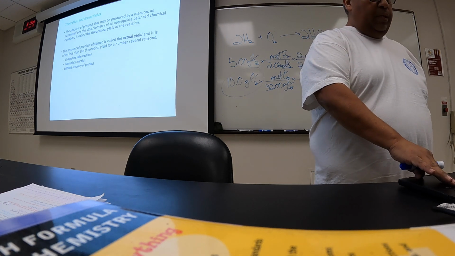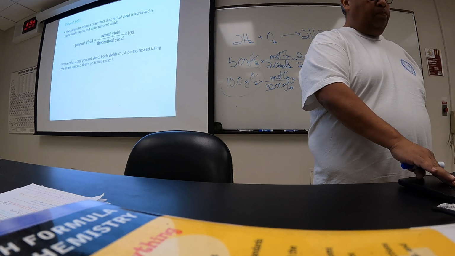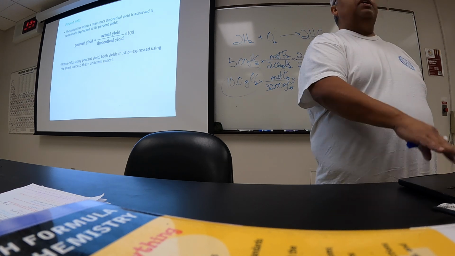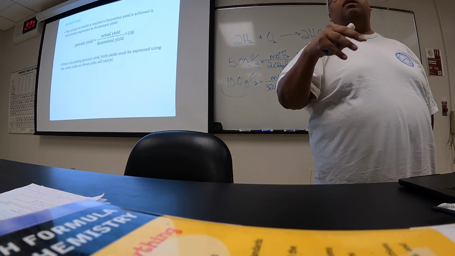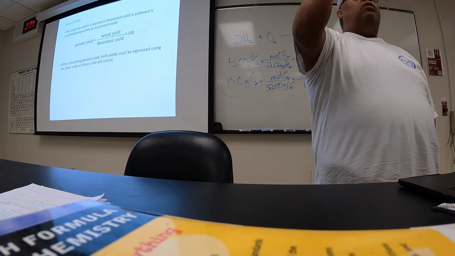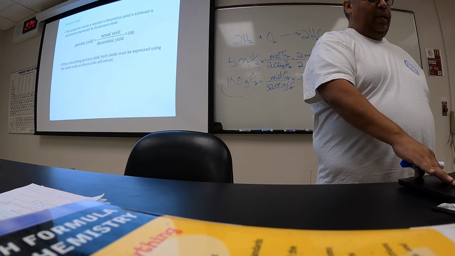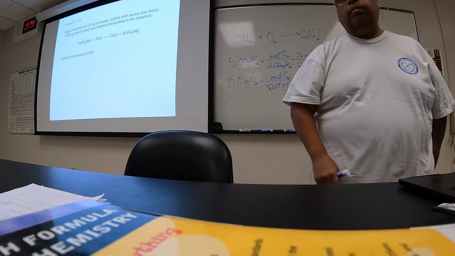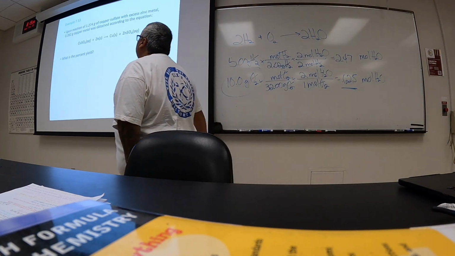The actual yield comes from our experiment, right? Once we do the experiment, we determine how much we get, and we compare that to the theoretical yield, multiply that by 100, and we get our percent yield. So let's take a look and calculate our percent yield.